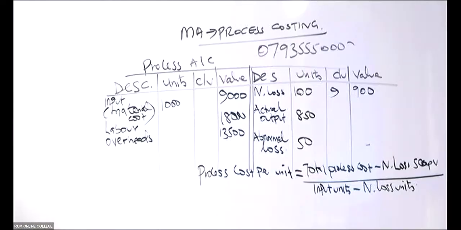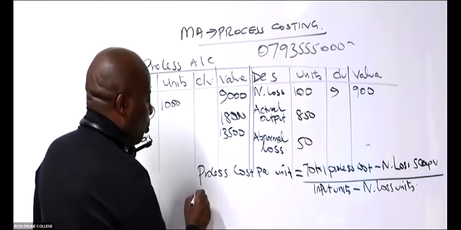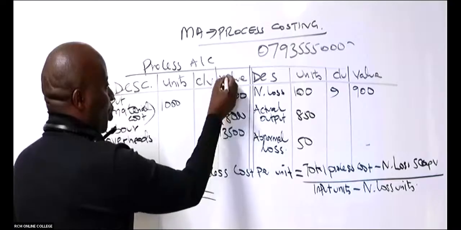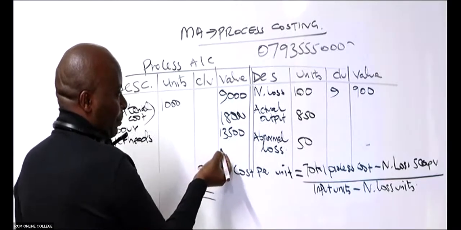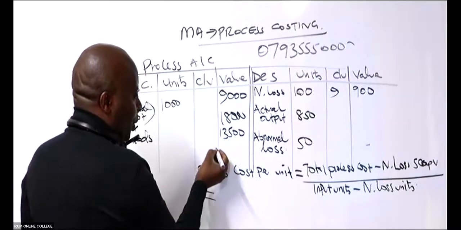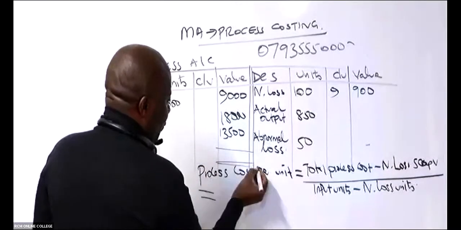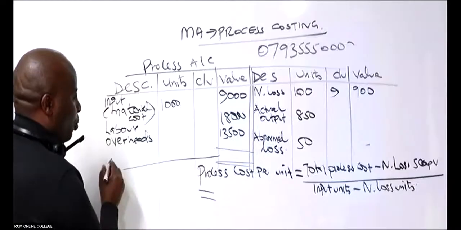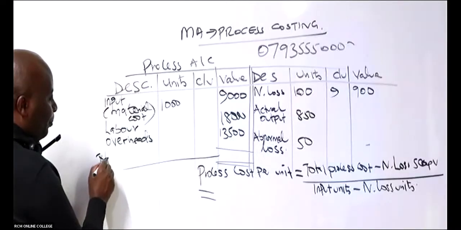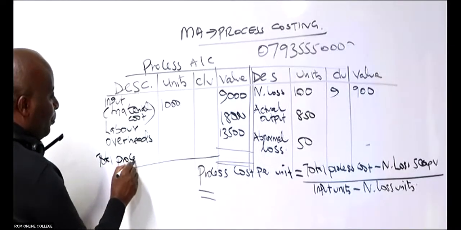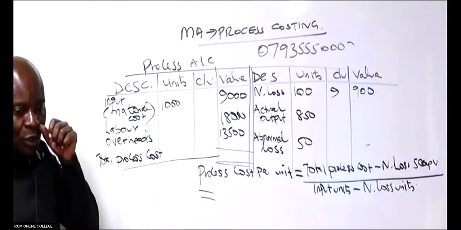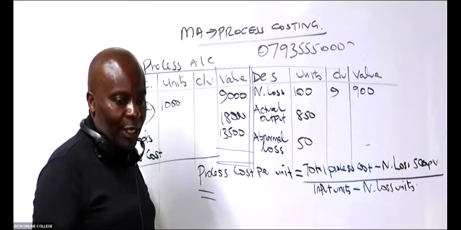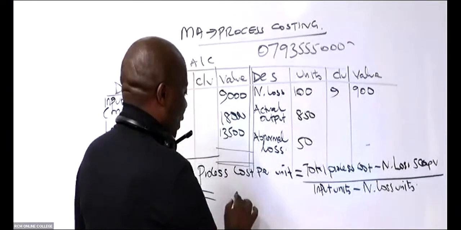So in this case here, can somebody give me the total process cost? Total process cost, you add these expenses on the debit side. Add all of them. So the total process cost, anybody who is able to give me this figure? I'm being told the total process cost is 4,500.